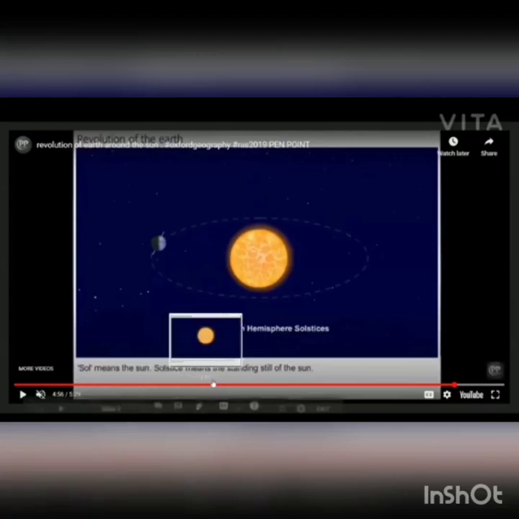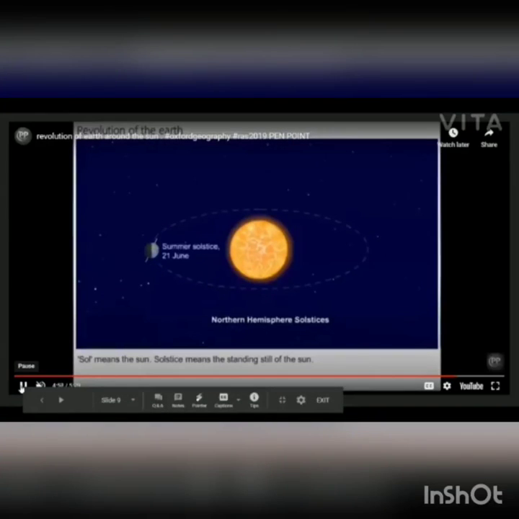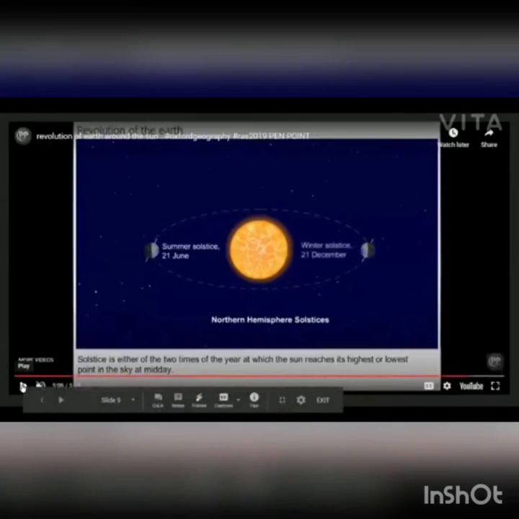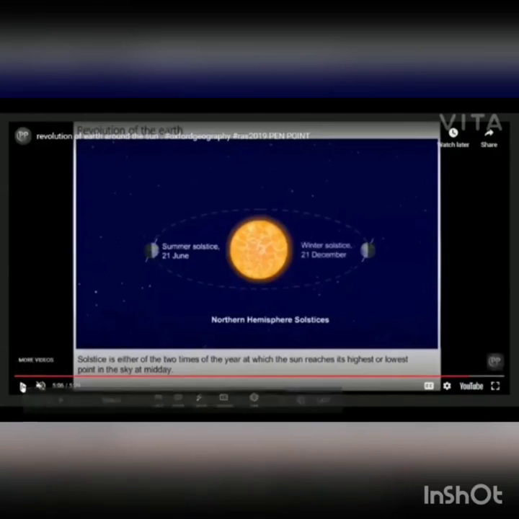Solstice means the standing still of the earth, still of the sun. Solstice is either of the two times of the year at which the sun reaches its highest or lowest point in the sky at midday.